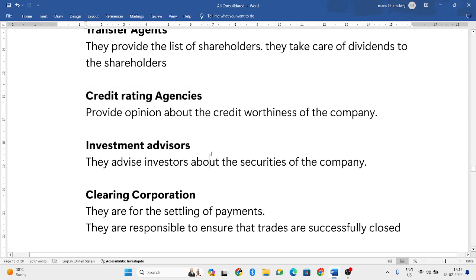Next, investment advisors. So these advisors are a firm, they will advise the investors about which companies' shares to buy, what kind of investment to do, what amount to be invested in a particular company, which company's shares are better to purchase. All these details will be given by investment advisors.